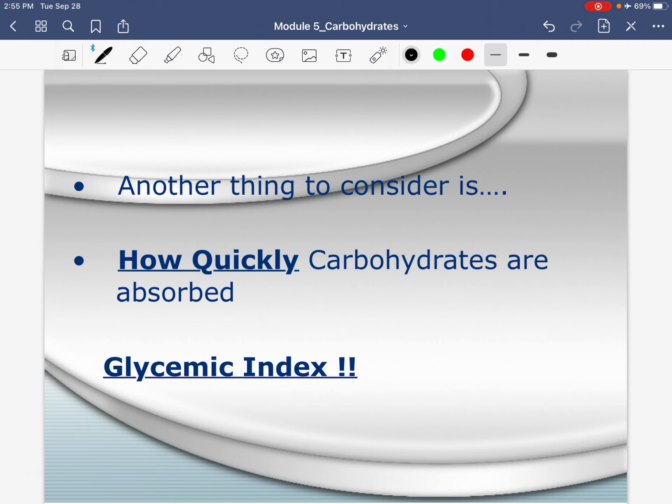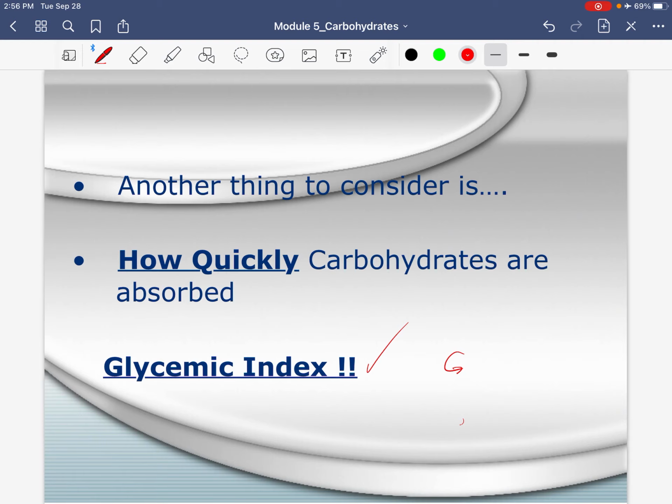All right. Something else to consider, in addition to simple versus complex carbs, because we're about to get into carbohydrate intake for athletes before, during, and after activity, is something called glycemic index. Now, admittedly, this has become a little bit out of favor, so it's not being talked about as much as it was 10, 20 years ago.